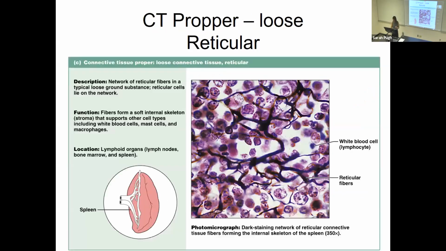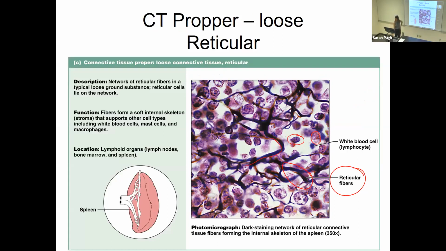So here's a picture. This is of the spleen. And so you can see in black, these sort of black strings that are thick. Those are reticular fibers. And then you can see those fibroblasts. You can see the fibroblast nuclei. You can also see some white blood cells in there.